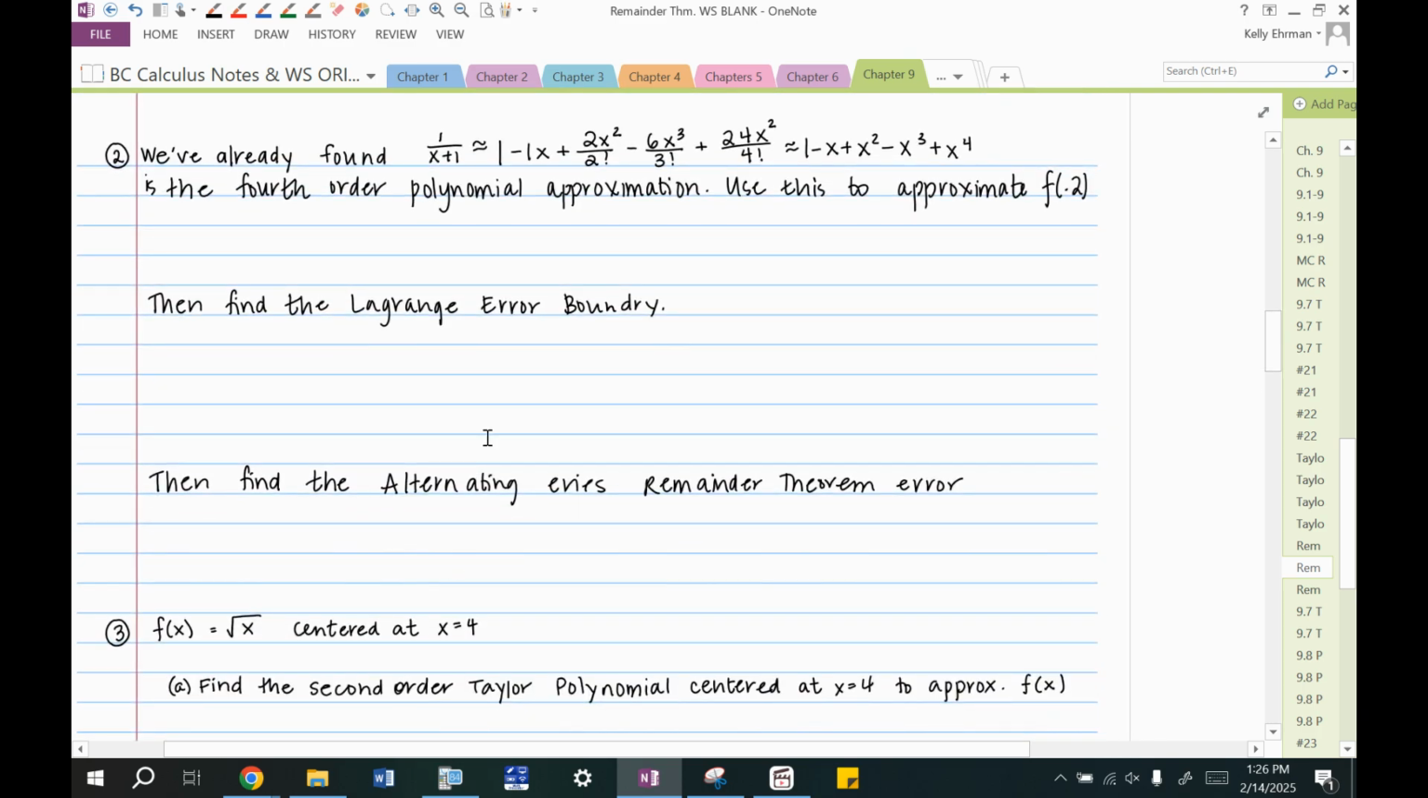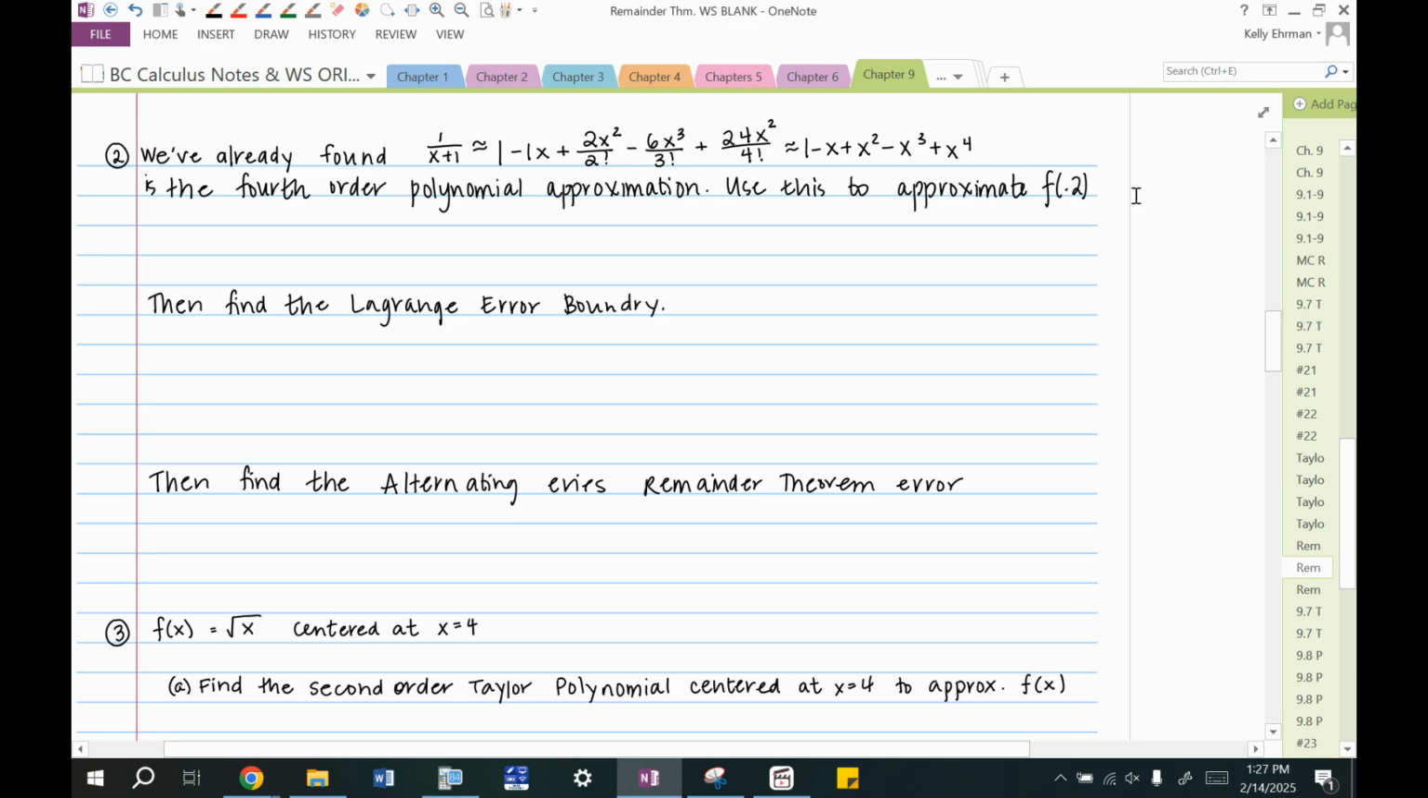All right, number 2. We've already found that this is one of the ones that we memorized or had in our little box to memorize. We already found that 1 over x plus 1 is about equal to this, it's a geometric series. 1 minus x plus x squared minus x cubed plus x to the 4th. I think we had 1 over 1 minus x in our notes. So this would be like if r is negative x. Okay, so that's the 4th order polynomial for this approximation.